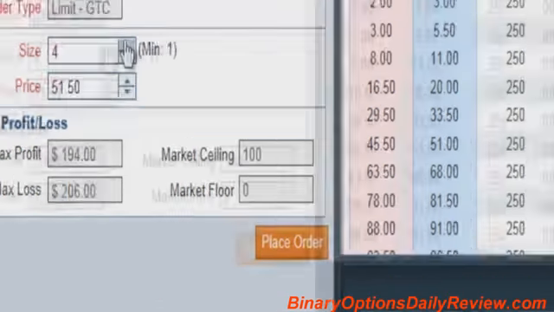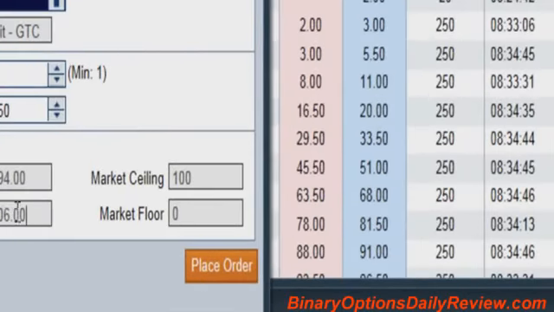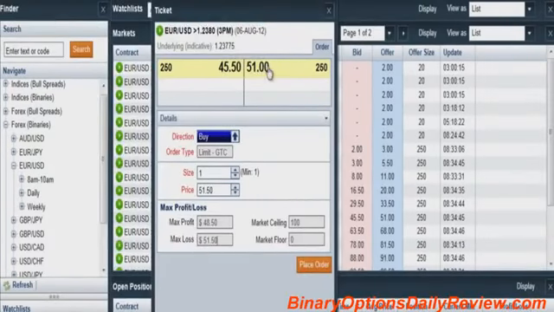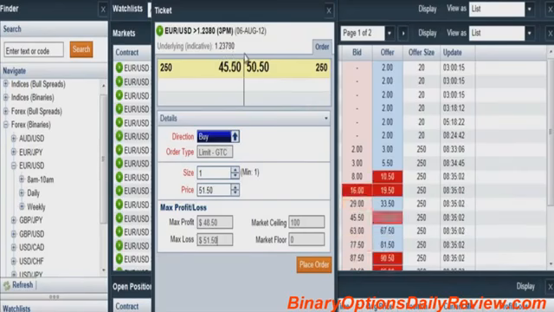So if I had 4 contracts, it's going to say $206. If I had one contract, it's down to $51.50. So you can see these prices are continuing to move. The euro US dollar is continuing to move, and go from there.